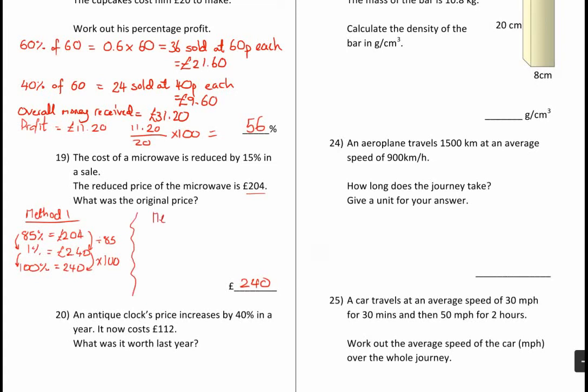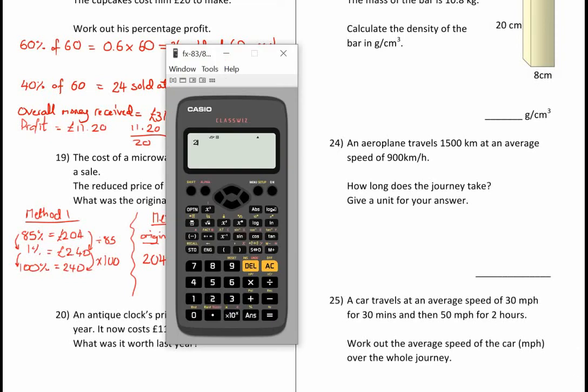There's another method if you're good with your percentage multipliers. I like to use this method. The original price was times by something to reduce it by 15%, and that would be 0.85. And that gave us an overall price of 204. So to work backwards with this, to find the original cost, I would divide 204 by 0.85. Okay, and it will actually get bigger if we divide by something less than 1. There we go, you get the same answer.